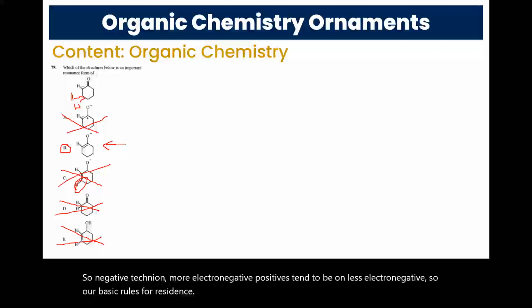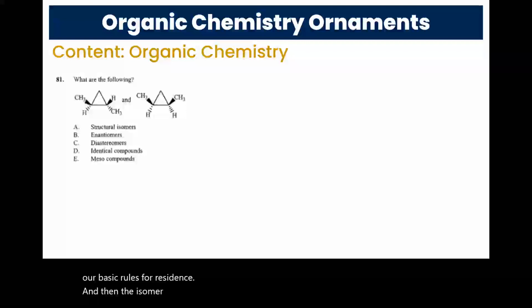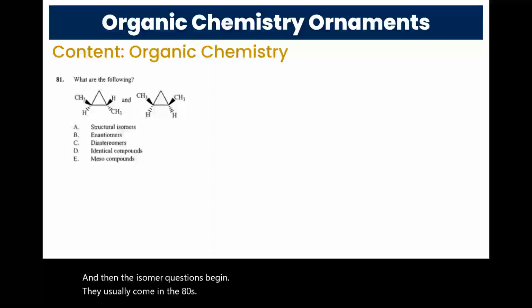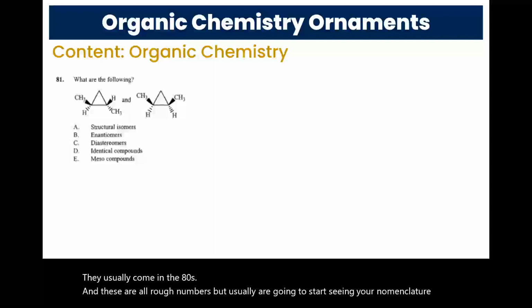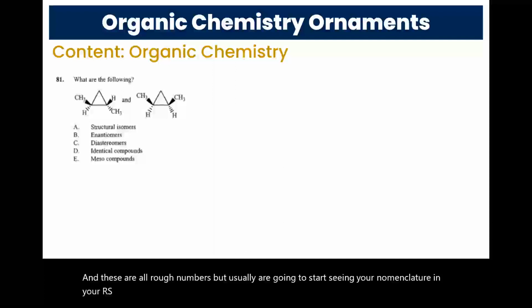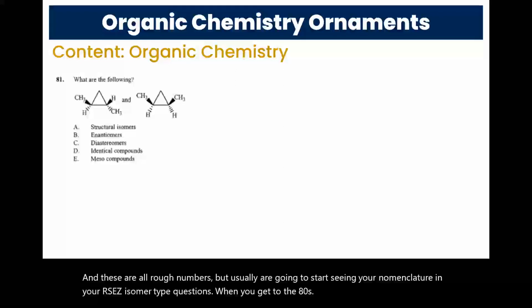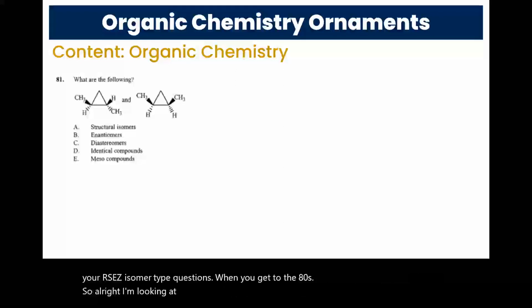And then the isomer questions begin. They usually come in the 80s. And these are all rough numbers, but usually you're going to start seeing your nomenclature and your R/S, E/Z, isomer type questions when you get to the 80s. So, all right, I'm looking at this one, and there's actually some answers I can get rid of pretty easily here.